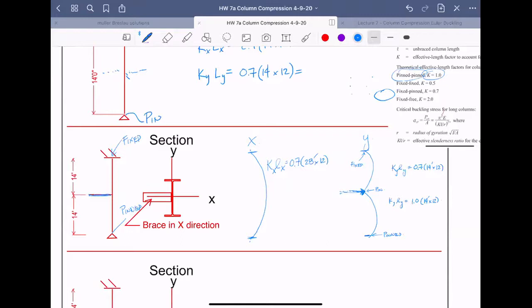Professor, I have a question. Yes. Would the calculations change if it was both like a pin, or if they were both fixed, or if it was just flipped? And that.